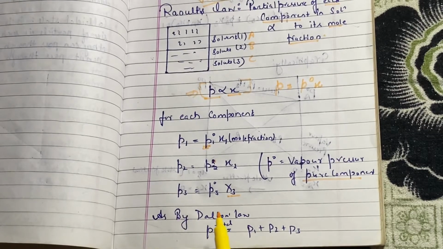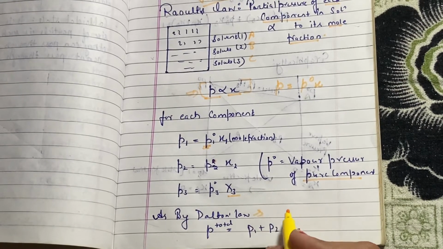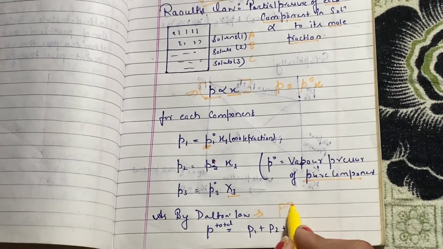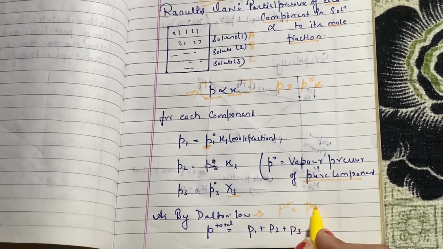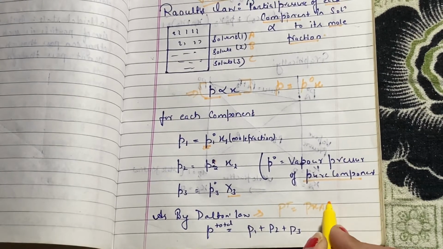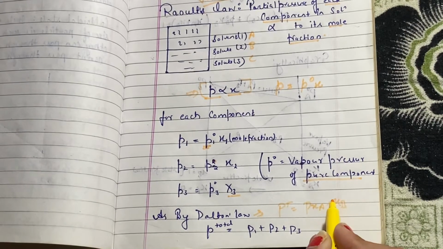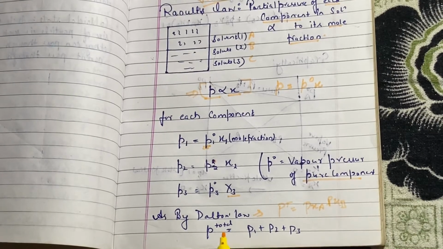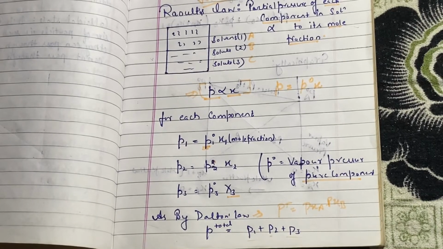So by Dalton's law, it is said that P total is equal to the sum of the partial pressures. By Dalton's law, you are able to get P total. P total will be P1 plus P2 plus P3.